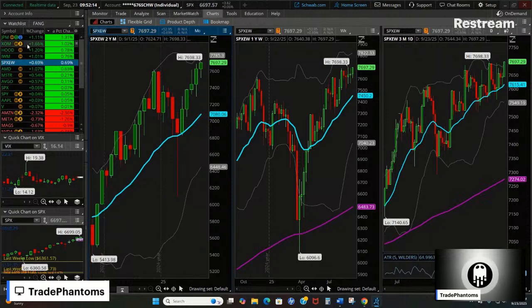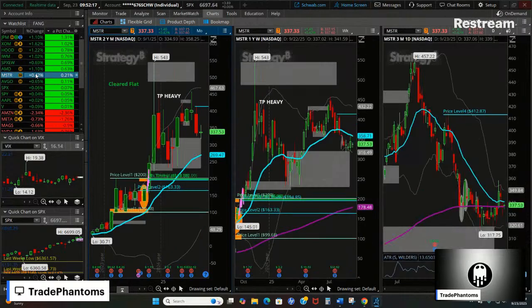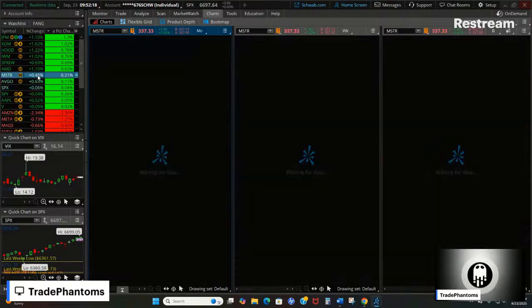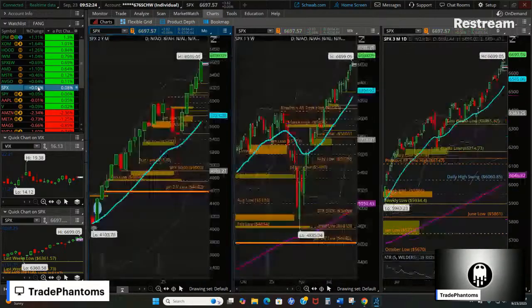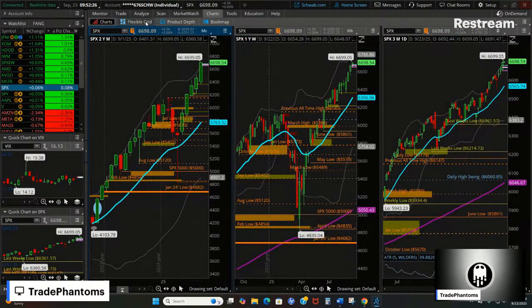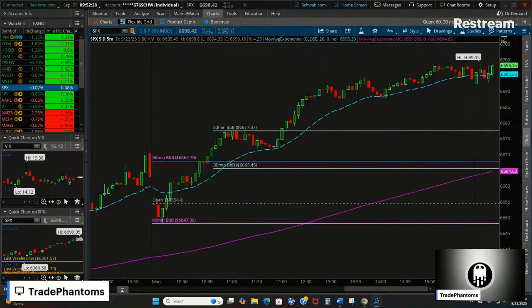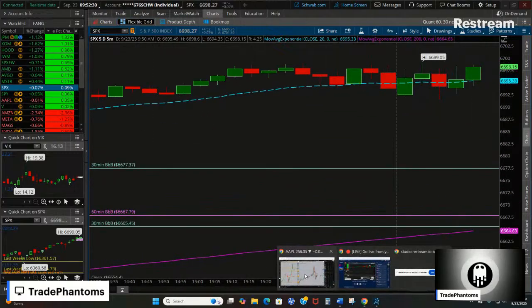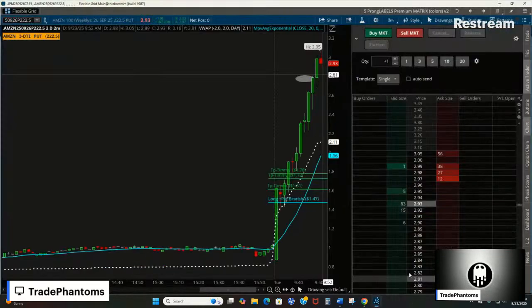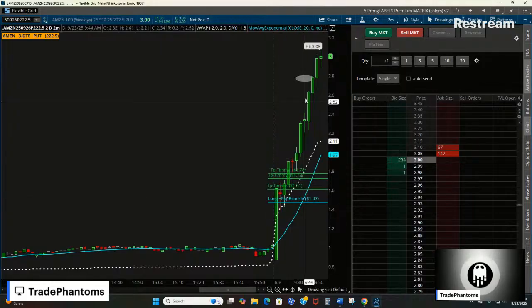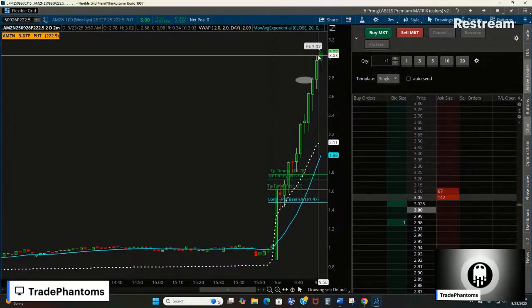Bam, bam, bam. MSTR. My options went to 0 last week. No. Is the SPX going to pop? Man, Amazon. From 150 to 300% gain on the option if you're still in those, TP some.